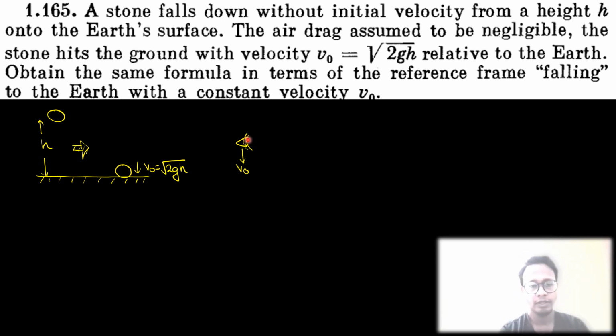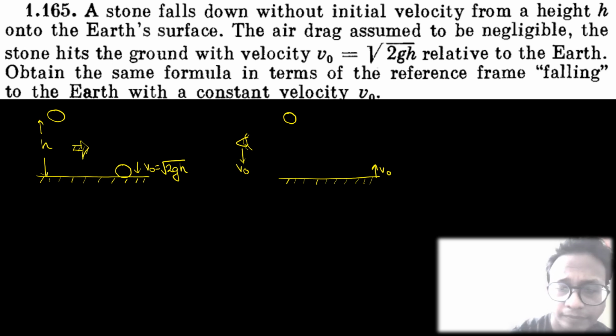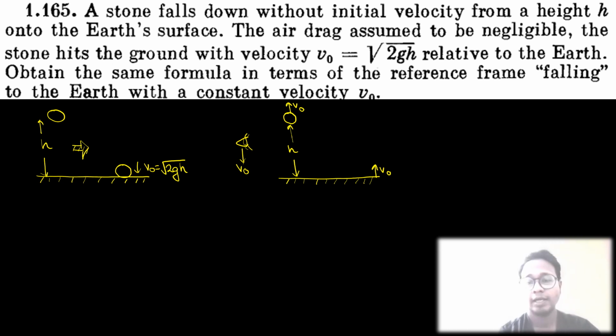So from this frame of reference, initially, when the ball was here and the earth was here, what is the velocity of the earth as seen by this observer? v naught upward, because the observer itself is moving downward, no? And what was the initial velocity of the ball as seen by this observer? v naught upward, because here also the ball was at rest, isn't it? So v naught. What is the separation between them? h.